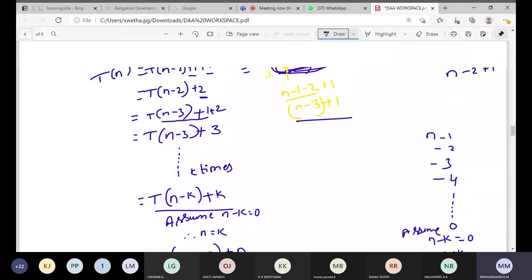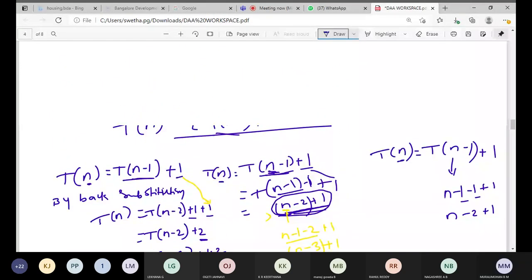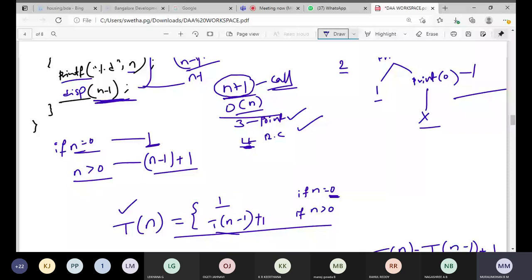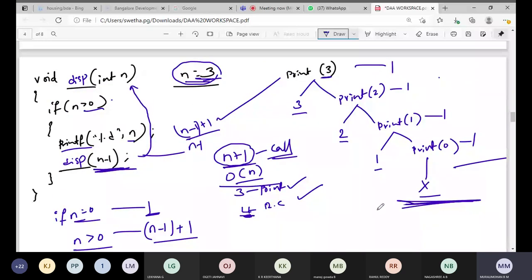This is one method. You just go and check with the previous method. In this method, what are we getting? I told you, remember this one. N plus 1 calls. See, if n is equal to 3, 1, 2, 3, 4 calls we are getting. It is nothing but n plus 1 calls, right?